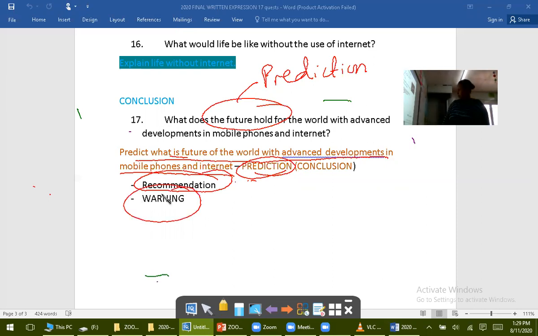All right, so I hope that that's enough information to give you an idea how you're going to create your outline and in what direction you are going to create that writing.